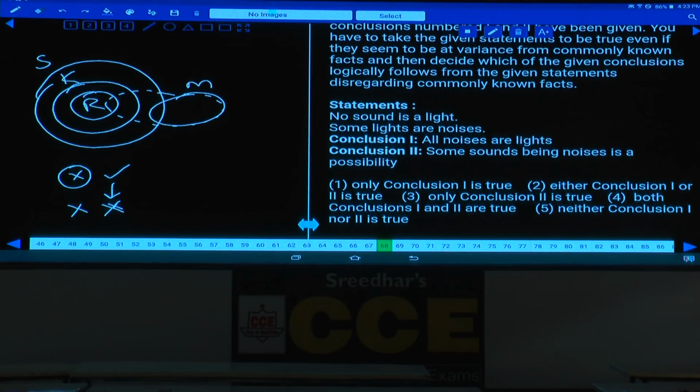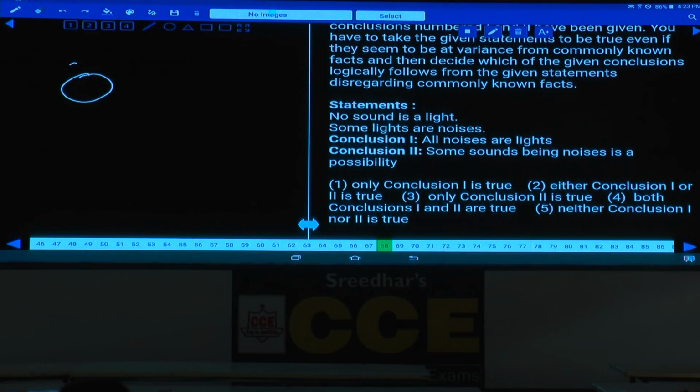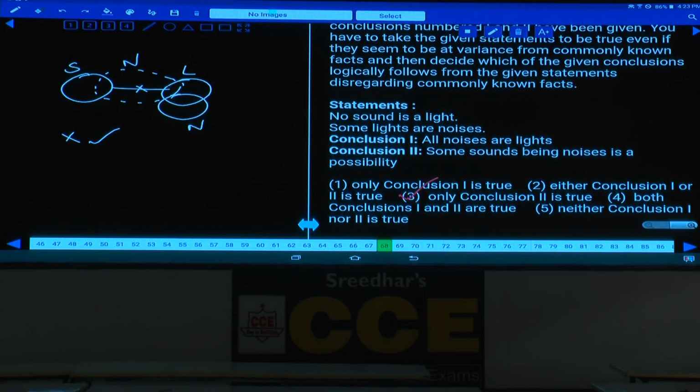Then coming to 68, no sound is light. No sound is light. This is sound and this is light. And some lights are noises. First one, all noises are lights. That is false. Some sounds are noises is a possibility. Is some sounds are noises possible or not? Now tell me whether we can draw my sound and noise like this. Isn't it? Hence, it is possible. And so only the second conclusion follows. That is choice 3. 68, it is choice 3.